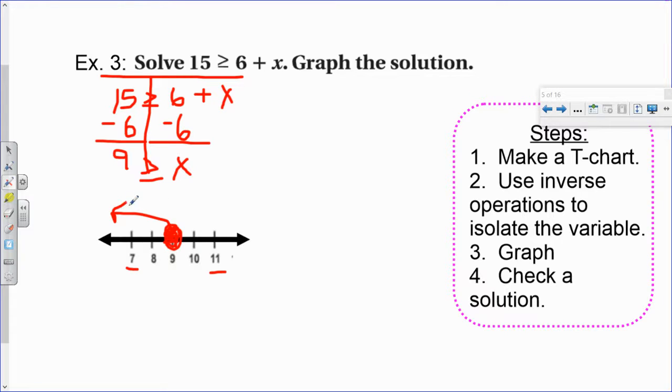Now notice, this arrow going to the left is different from the direction of the symbol. The reason for that is because this variable is on the right-hand side. So it's so important to check your solutions.